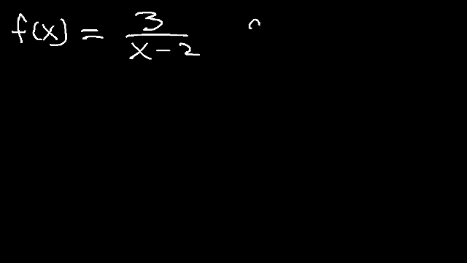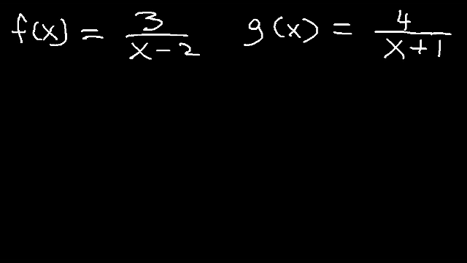Here's the last example on composite functions and their domains. So let's say f of x is 3 over x minus 2, and g of x is 4 over x plus 1. So this time we have two fractions. Find the composite function f of g of x and determine the domain for the function.